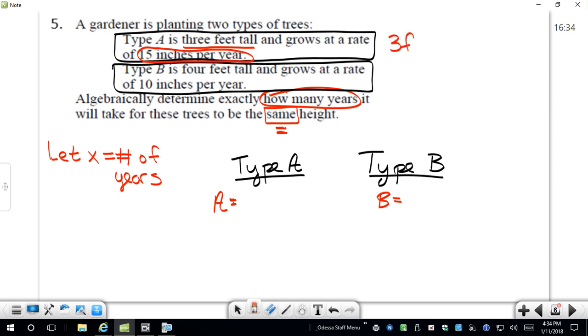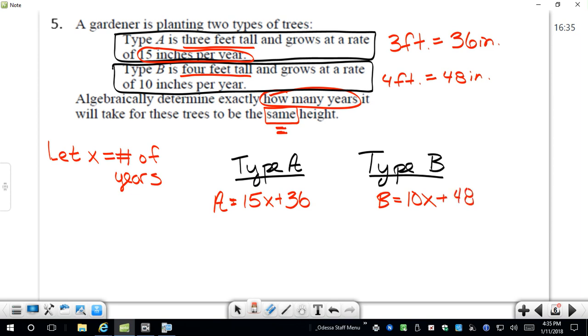So instead of using 3 feet, I'm going to use 36 inches. Remember, guys, there are 12 inches in a foot. So if type A tree is 3 feet tall and grows at a rate of 15 inches per year, that 15 inches is going to be our slope, and our initial height, or our y-intercept, is going to be 36. Same thing for type B, guys. They tell us that it's 4 feet tall, so a really quick conversion, 4 feet is 48 inches. Type B tree only grows at 10 inches per year. So B is going to be 10x plus our initial height of 48 inches.